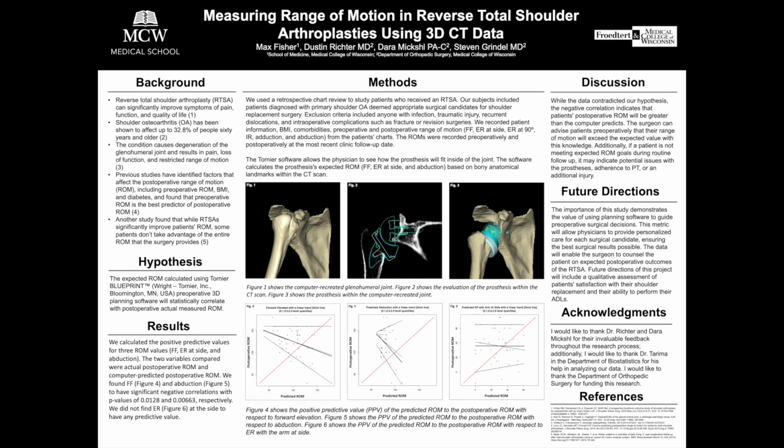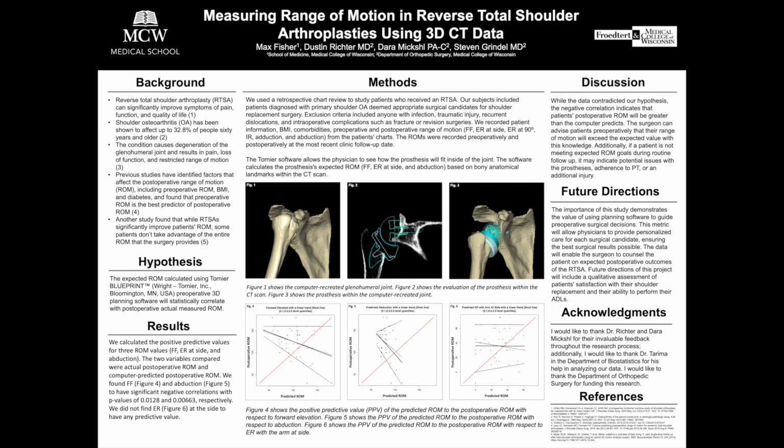We hypothesized that the computer-predicted range of motion will statistically correlate with the actual postoperative measured range of motion. Using a retrospective chart review, we studied all patients who had received a reverse total shoulder arthroplasty from December 2016 until now. We excluded patients who had complications such as a fracture, infection, reoperation, or patients who were recurrent dislocators.